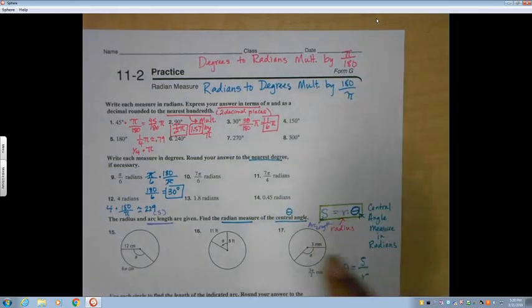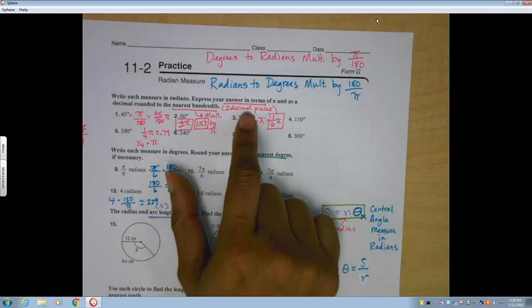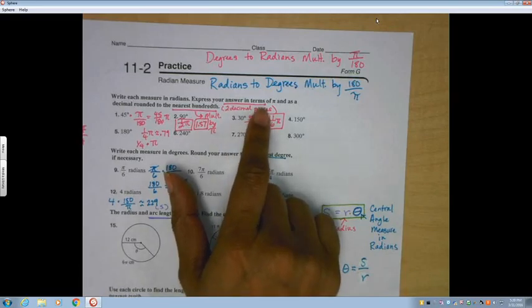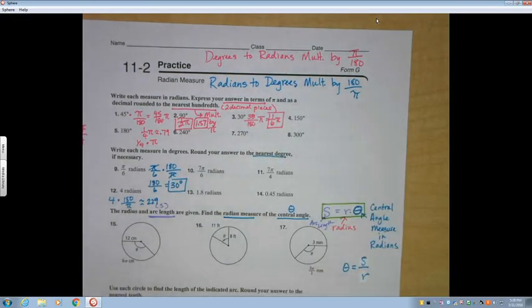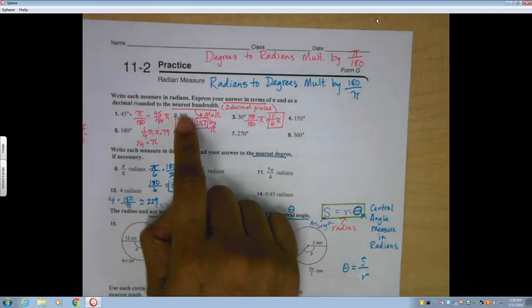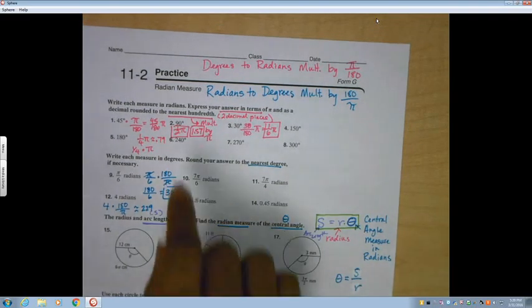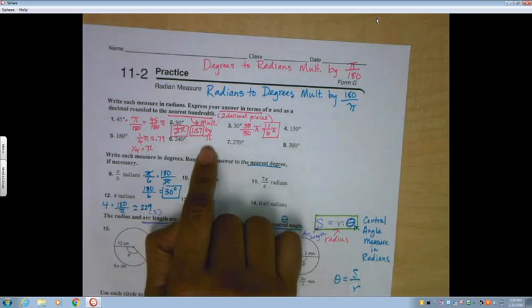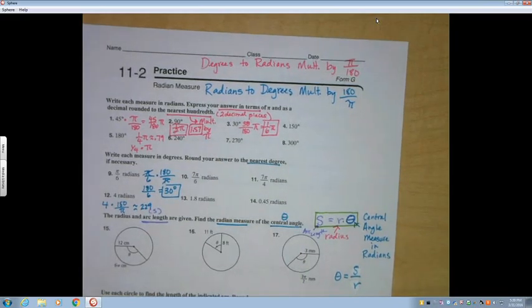So here they want you to express the answer in two forms. In terms of pi means you leave pi. You see the pi in the answer. Then it says round to the nearest hundredths. This is when we're actually going to multiply by pi. That's what it's kind of showing you right there. And then we're going to have two decimal places.